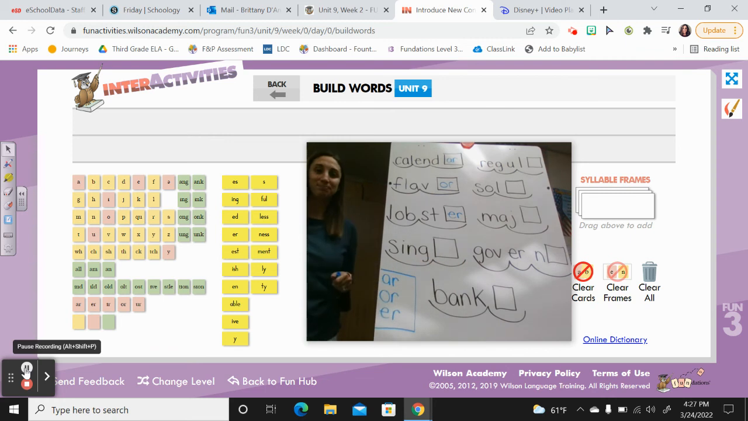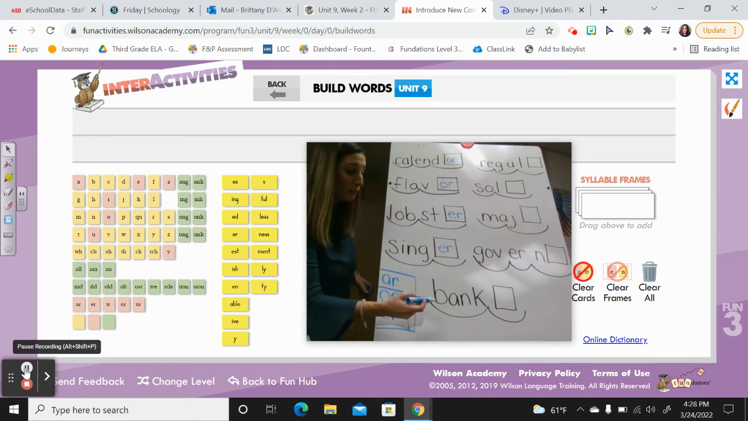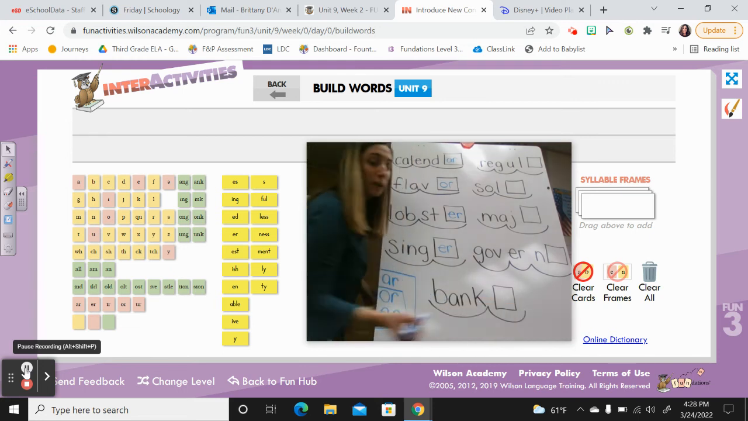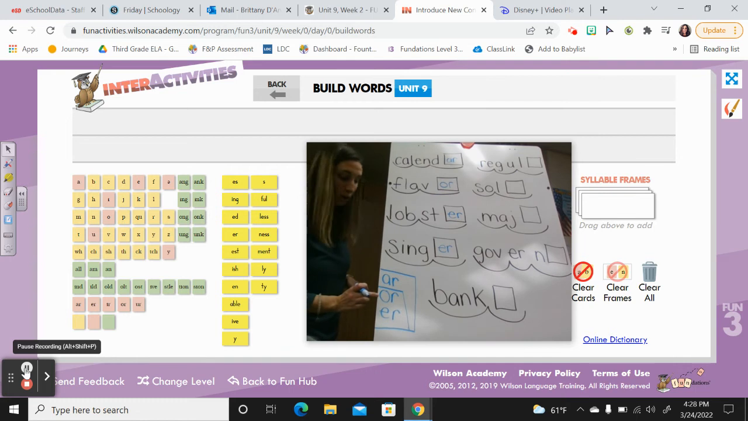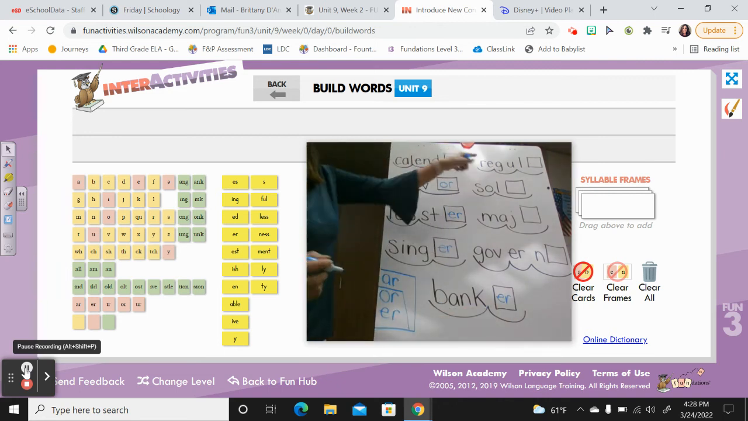Singer. This is almost a base word, and this is a suffix. So when we're dealing with suffixes, we're only dealing with these two options. A person who sings, is it O-R or E-R for singer? Go. E-R. Good. All right, let's do this one. This is another one. Banker. A person who works in the bank. Is it O-R suffix or E-R? E-R again, good. All right, let's go to this next slide.